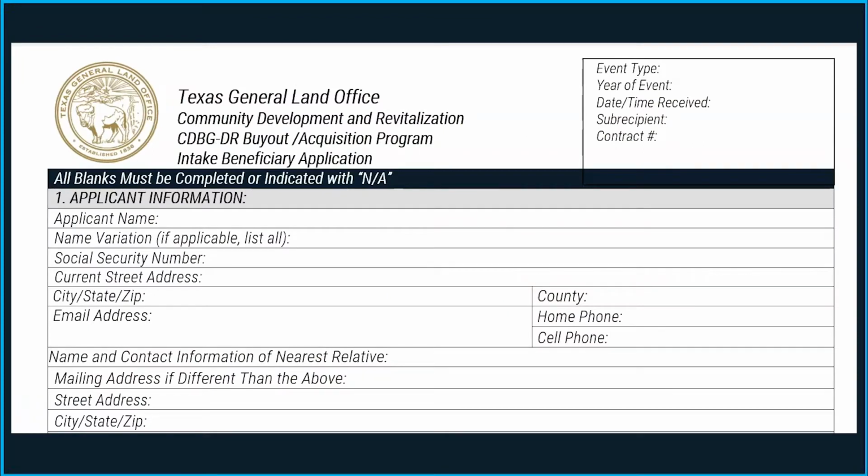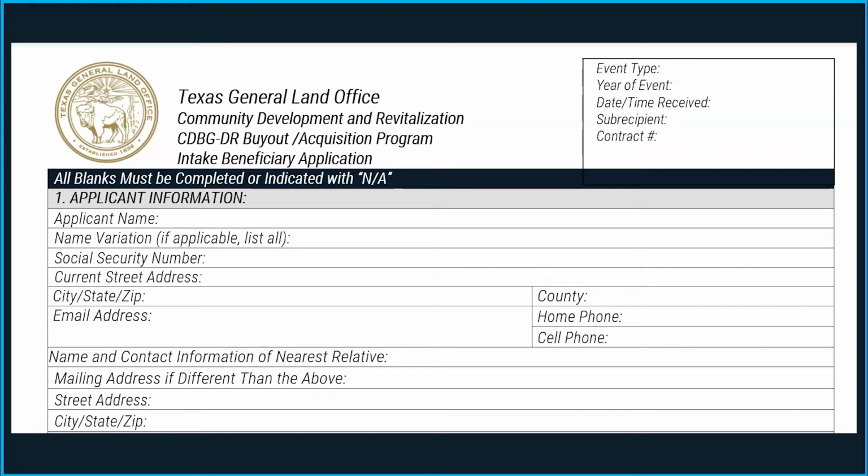Subrecipients should give the Intake Beneficiary application to all applicants of voluntary buyout and acquisition programs. Subrecipients will use the application to determine applicant eligibility for the program and to gather required data and backup documentation. Some applicants may need additional assistance and counseling to complete the application, and it's the subrecipient's responsibility to ensure they receive the assistance they need to complete the form.